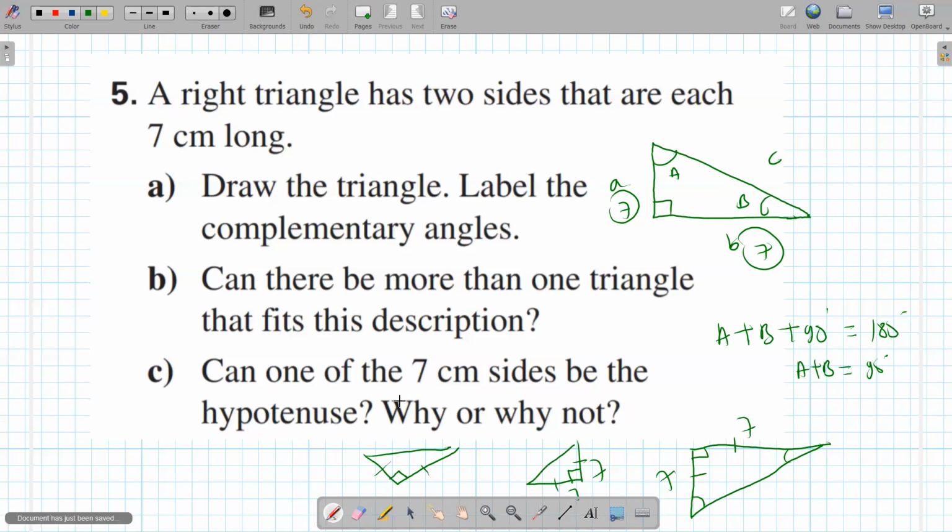Part C, can one of the 7 centimeter sides be the hypotenuse? Why or why not? It can't be. Why? Because the hypotenuse has to equal the other both sides. The hypotenuse has to be the longest side in a triangle. So if this is 7, this cannot be 7. It has to be longer than that.